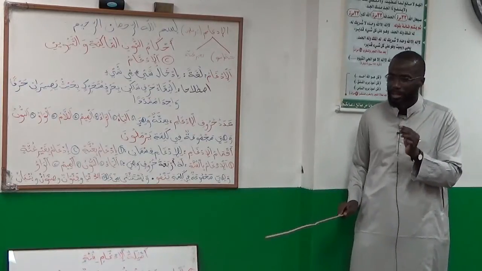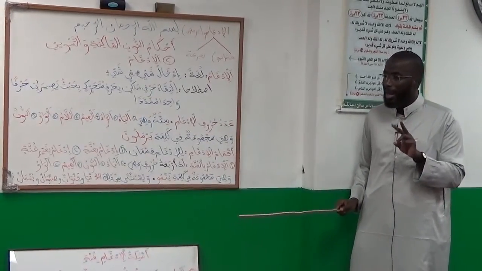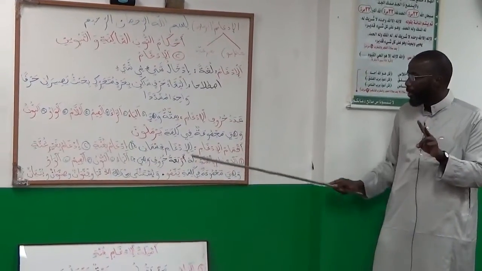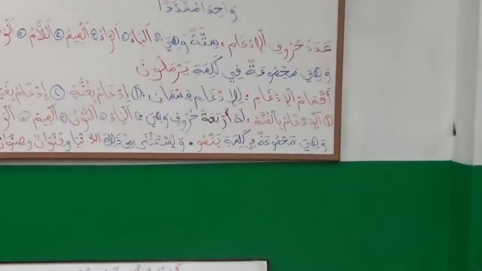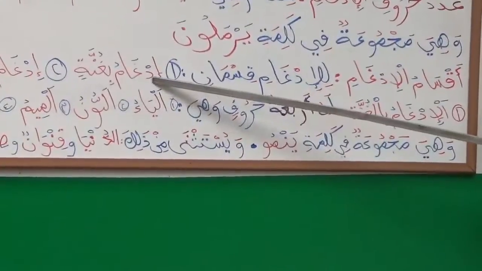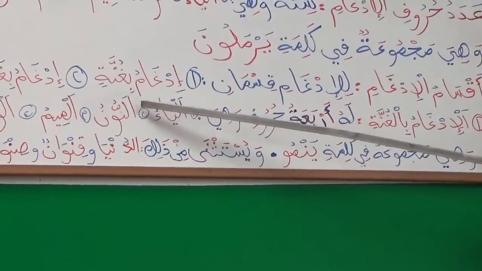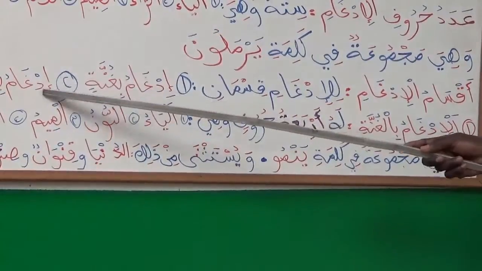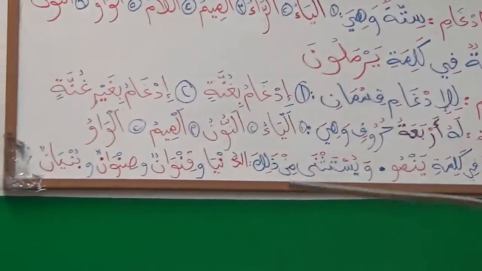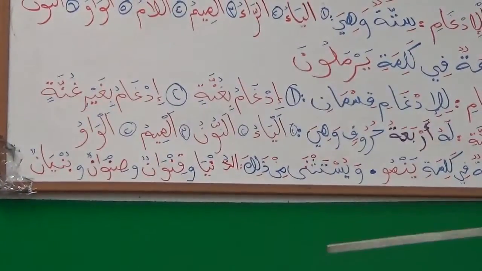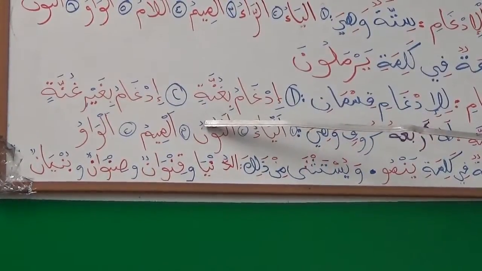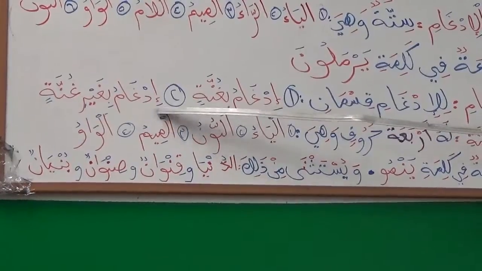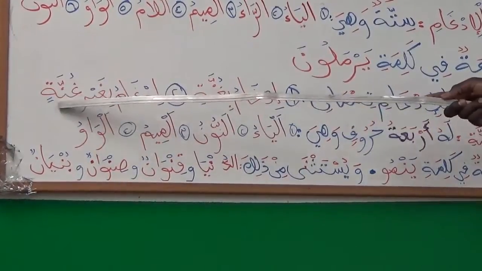Now idgham is different from al-idhar. It has kinds. Idgham has 2 kinds. What are they? There is one kind called idghamun bi ghunna, idgham with ghunna, and idghamun bi ghayri ghunna, idgham without ghunna. So now it makes sense for us to define what is idgham bi ghunna and what are its letters, and what is idgham bi ghayri ghunna and what are its letters.